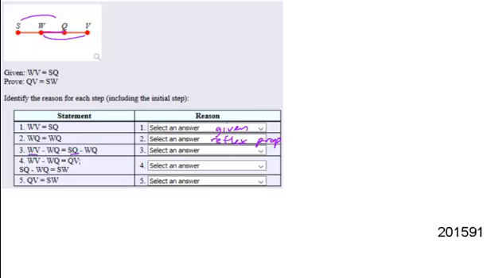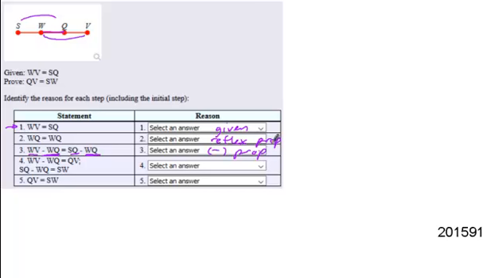So if I have WV equals SQ, which I have in statement 1, can I subtract WQ from one side and WQ from the other? Yeah, when I remove equals from equals, the remainders are equal. That is the subtraction property.